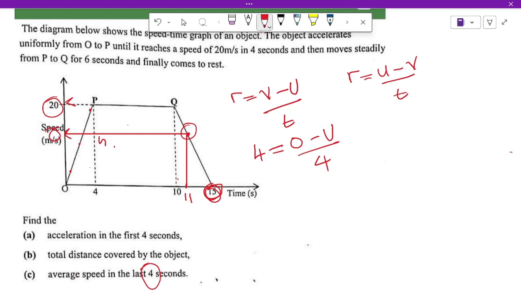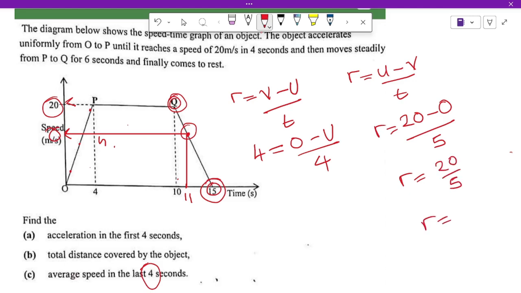Let me just quickly correct what I did. So the initial velocity, let me just take you back a little bit. The initial velocity from here to there, that's the journey we are calculating. The starting velocity was what? 20. So R will be 20 minus final, which is at this point when it got to rest, which was 0, over the time, last 5 seconds. So R is going to be equal to 20 over 5. Then retardation is going to be 4 meters per second. 20 divided by 5 is 4 meters per second.